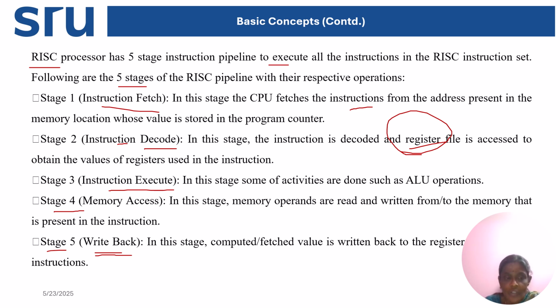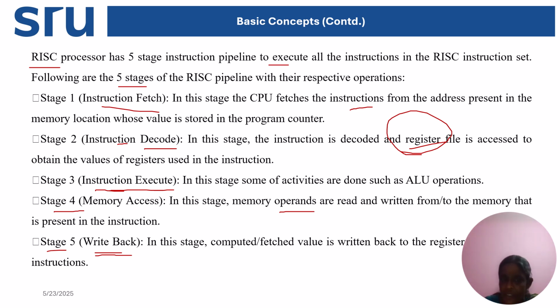And in stage 3, instruction execute. In this stage, some activities are done such as ALU operation, arithmetic logic unit operation. Arithmetic logic operations will be performed on the data which is available now. And then memory access. In this stage, memory operands. So operands means the data on which the operations are to be performed. So it is nothing but the data.